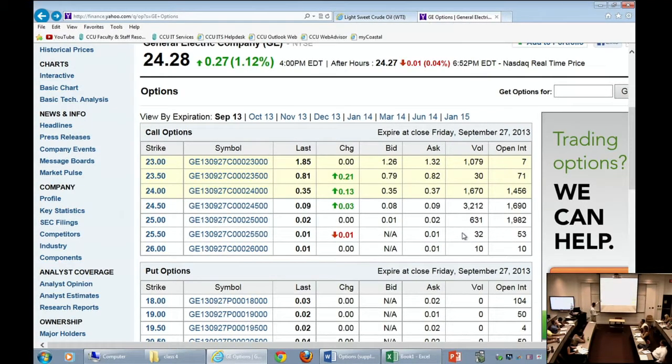So notice that the stock price for all of these is the same, correct? But the prices for them are not the same. The prices are going up for the calls here and as you go down the puts. Well, why is that?